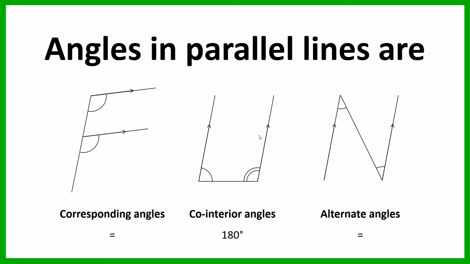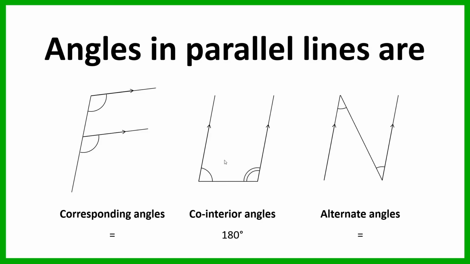Okay, this is just to help you to remember the different types of angles we get with parallel lines. So here we've got an F, which is made by corresponding angles. Remember, corresponding angles are in the same position as each other relative to the parallel lines. They will both be on the same side of the transversal. So if this is your transversal over here, they're on the same side of the transversal, and they are both on the same sides of the parallel lines. So in this case, they're both sitting underneath the parallel lines.